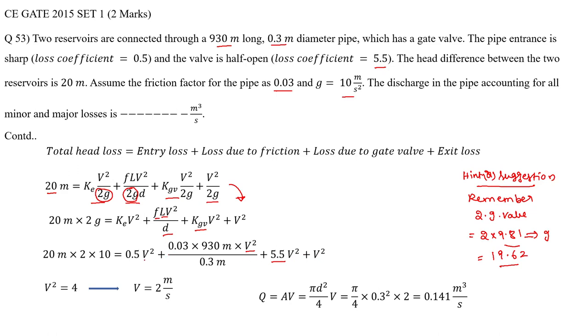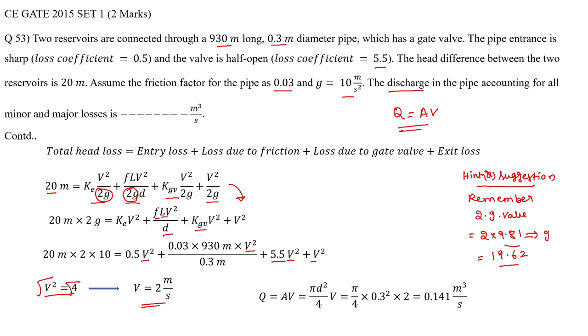Now what is common here? V square is common. So we bring the V square out and sum all the remaining numerical values. After doing that, we get V square equal to 4. By taking the square root on both sides, we get V as 2 meters per second. But that is not our interest. Our interest is to compute the discharge, which is Q equal to A into V.